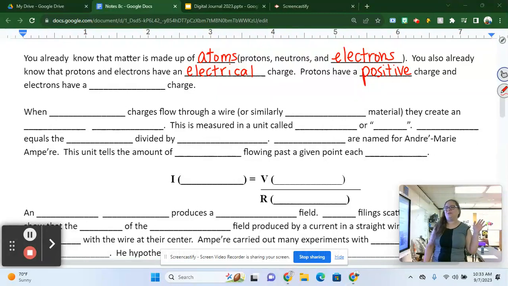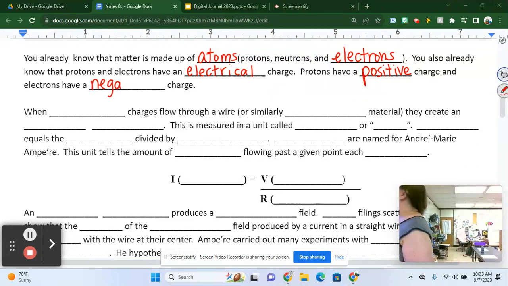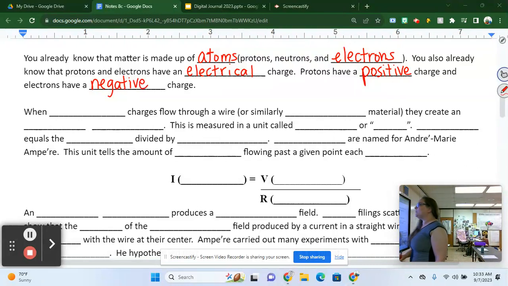Protons are positive, neutrons are neutral, and electrons are so negative. Oh my God, ew. I know, it's dumb, but the dumber it is, the more likely you are to remember it. Protons are positive, neutrons are neutral, and electrons are so negative. Ew. I can't even do the hair flip right. Anyway, electrons have a negative charge.